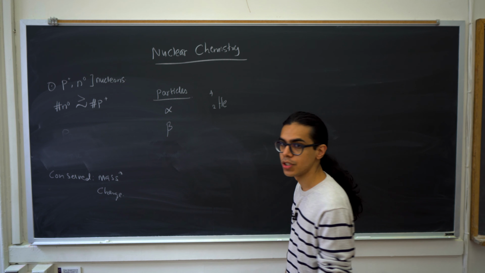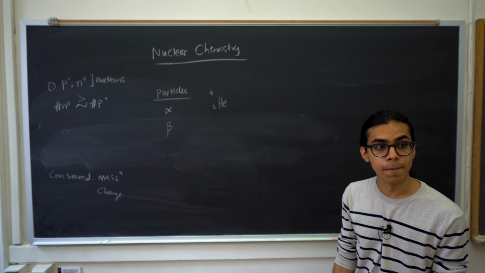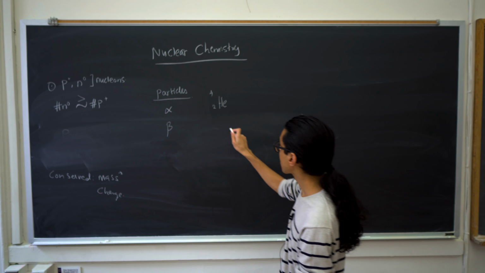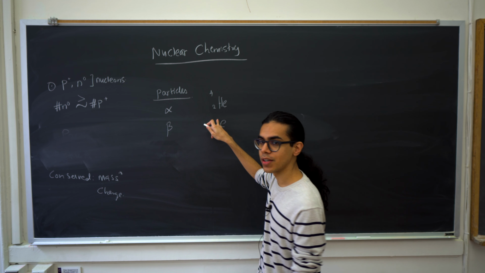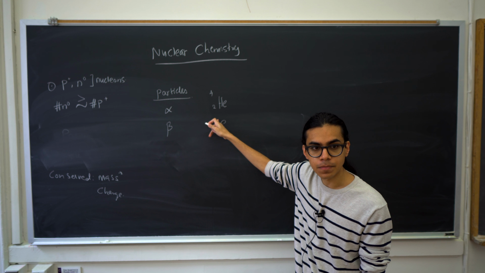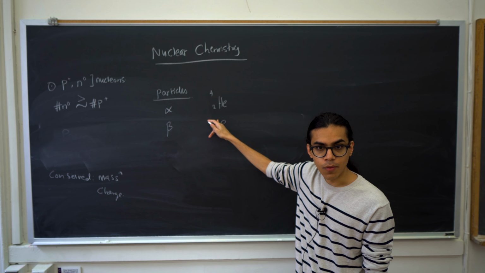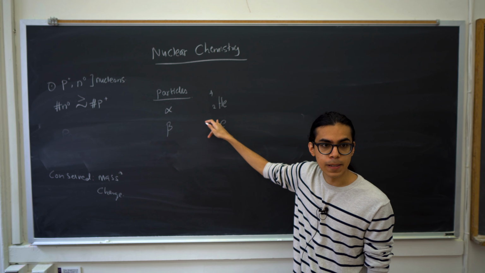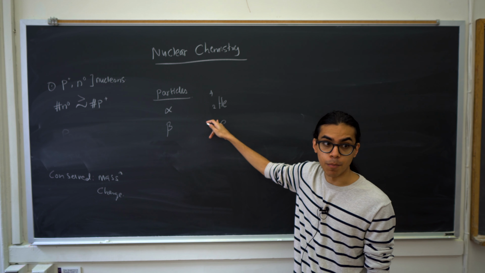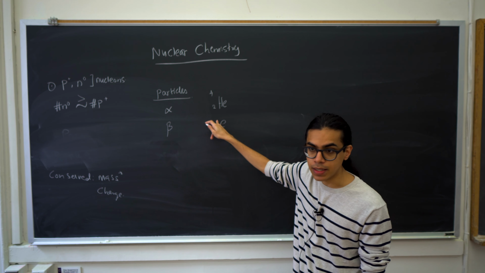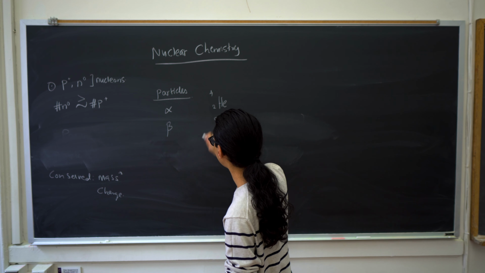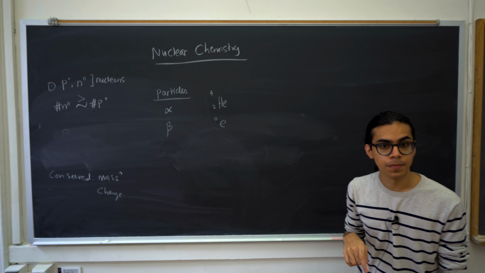A beta particle is just an electron. What is the mass of an electron compared to a proton? What's heavier, protons or electrons? Protons are heavier, much heavier. So electrons are much lighter. So light that compared to a proton, you can call its mass 0.